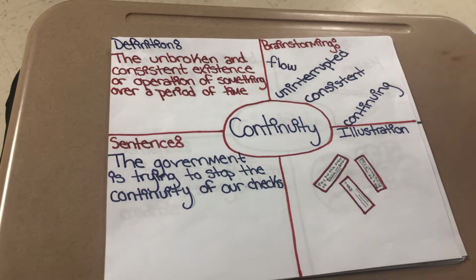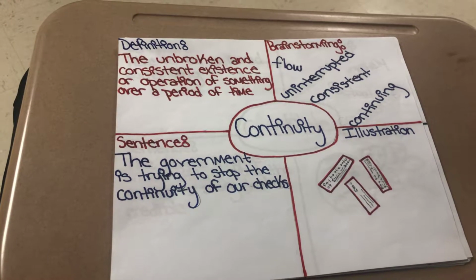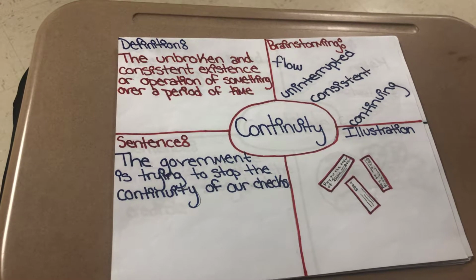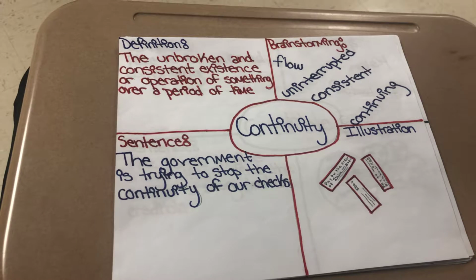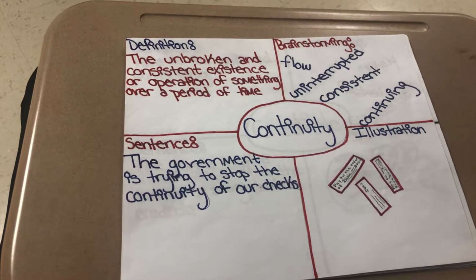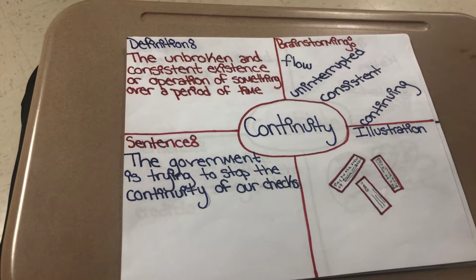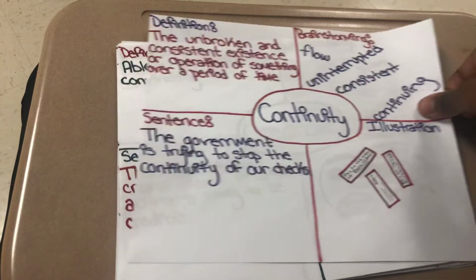The next word we have is continuity. The definition is the unbroken and consistent existence or operation of something over a period of time. The sentence is, the government is trying to stop the continuity of our checks. Some words are flow, uninterrupted, consistent, and continuing. The picture is a bunch of checks.